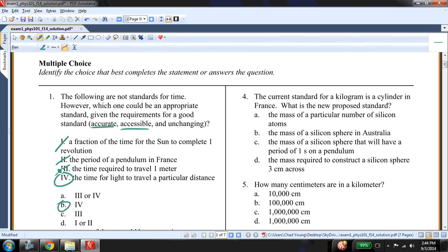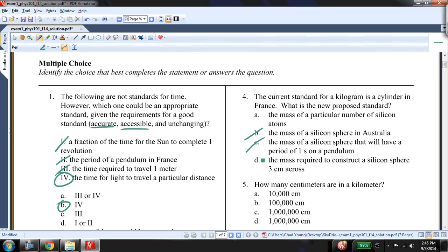Number 4, the current standard for the kilogram is a cylinder in France. What is the new proposed standard? All right, this is a little bit particular. It's not the mass of a silicon sphere in Australia, although there is a silicon sphere in Australia that they're working on. It's not the mass of a silicon sphere that will have a period of 1 second on a pendulum. That would not make a good standard at all because the period of a pendulum is not dependent on the mass.